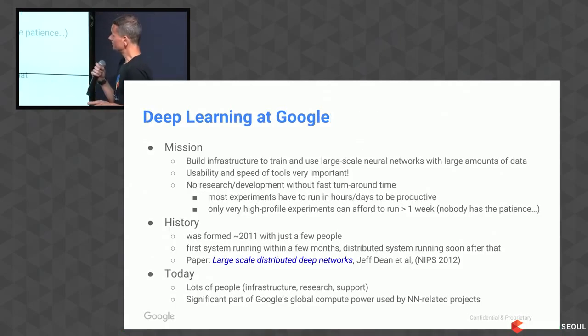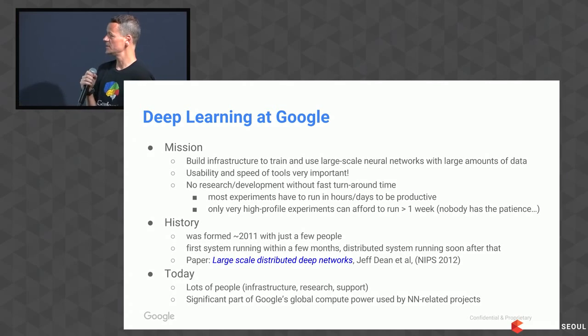So deep learning at Google. Our mission was to build infrastructure to train and use large-scale neural networks with large amounts of data, because usability and the speed of the tools is very important. As I said already, you need a fast turnaround time, no research or development without it, right? So most experiments have to run in hours or days to really make progress. And really only very high profile experiments can afford to run for more than a week, because nobody has the patience and people just forget what happened a week ago or 2 weeks ago.